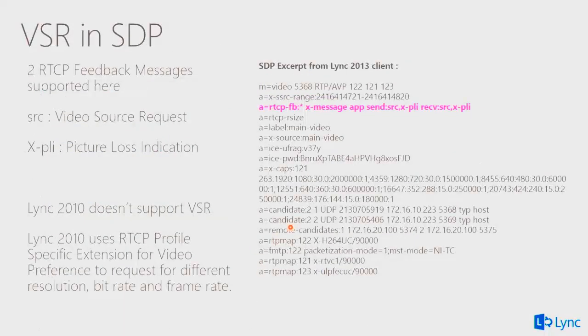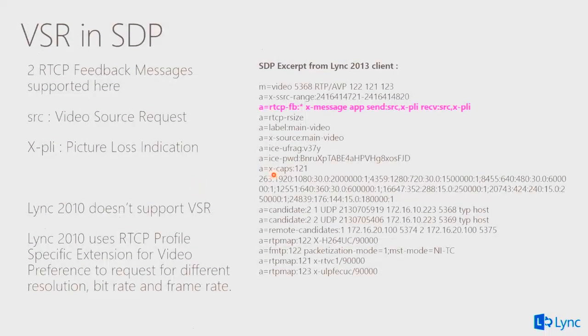So remember this was like a purple line in the SDP. That's where we advertise that we support video source requests. It's based on the RTCP feedback message, right? In there, on the send side, I support SRC and PLI. Receive side, I support SRC and PLI. What are they? Video source requests, right? And PLI is picture loss indication. We're not going to talk about that here. For Lync 2010, you will not see this message because it supports something else for asking for a different resolution. It's the profile-specific extension. Similarly, it's also RTCP, but not the same way.